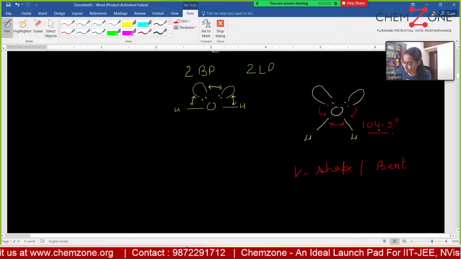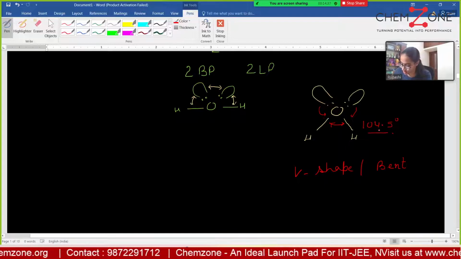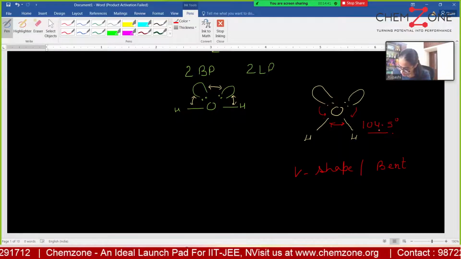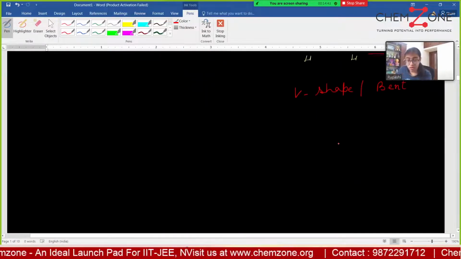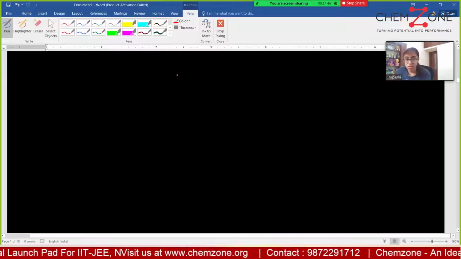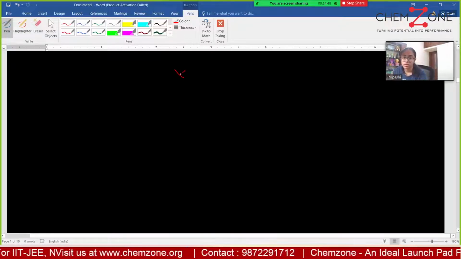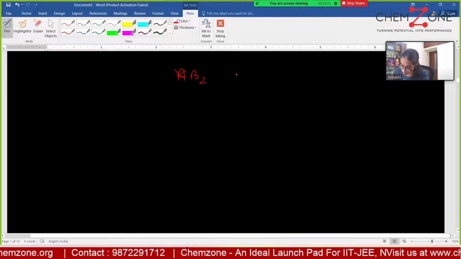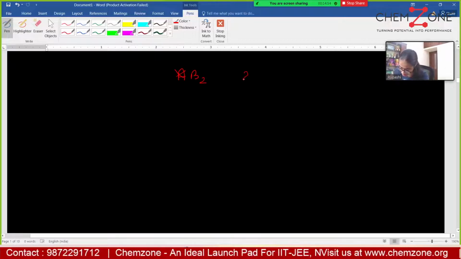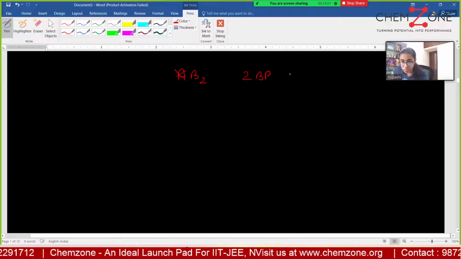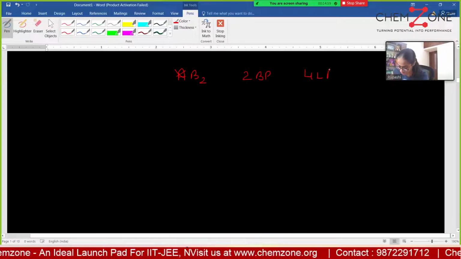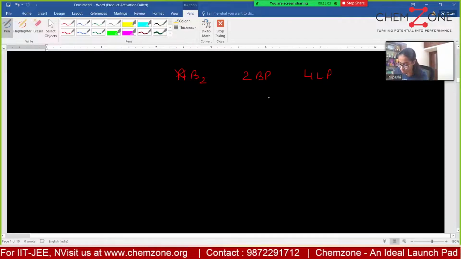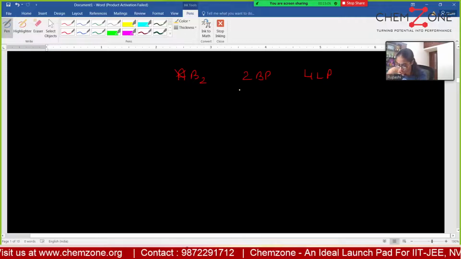For water, you can keep this in mind, because it is a very common molecule. Now you come to the next one, that is an AB2 again, but this time I have two bond pairs and four lone pairs. It means the total pairs of electrons around the central element are 6.